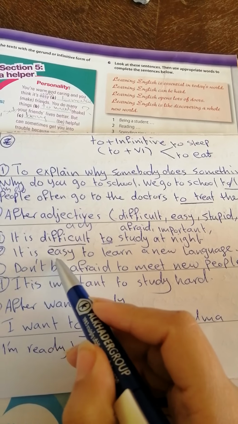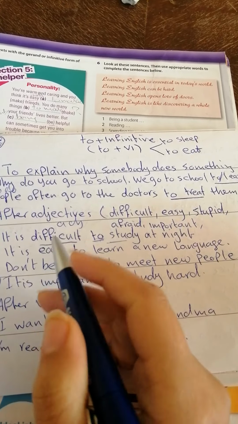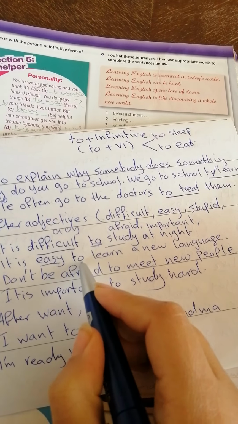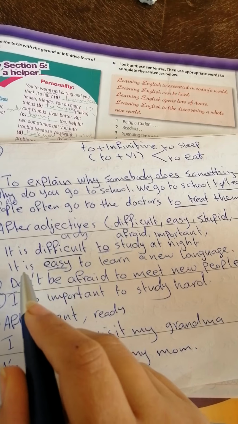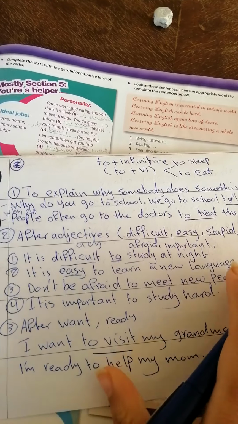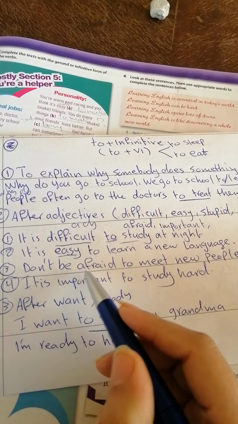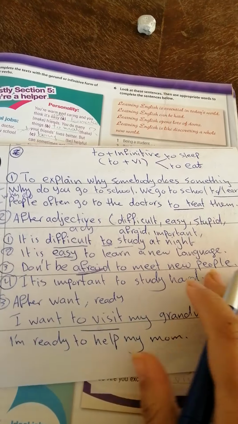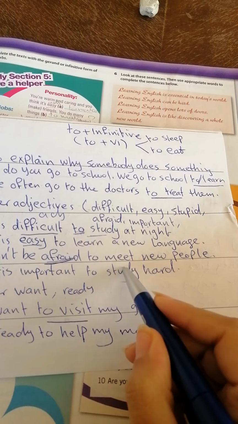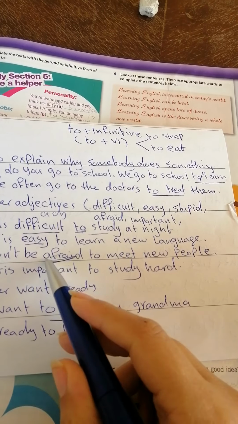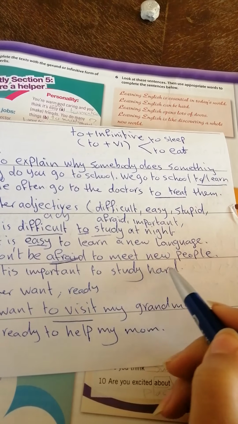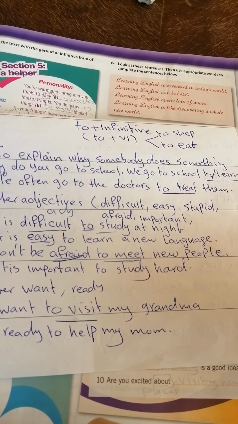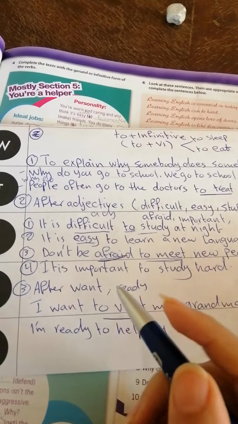Number 2, it is easy to learn a new language. Easy is also an adjective. And what do we have after it? To plus infinitive. It is easy to learn a new language. Don't be afraid. Afraid is an adjective. Don't be afraid to meet new people. After afraid, the adjective, we should have to plus infinitive.